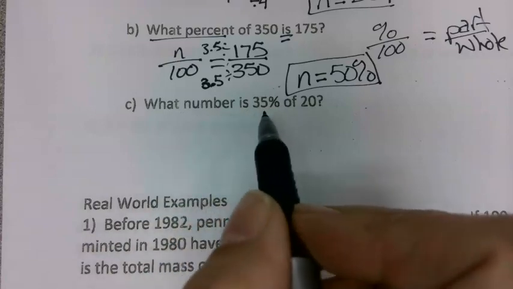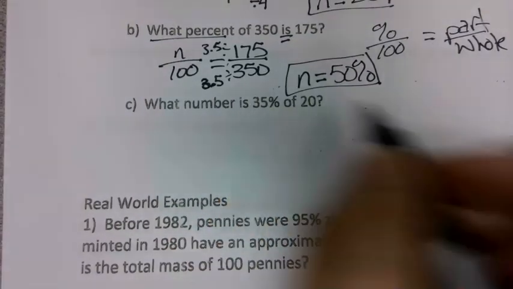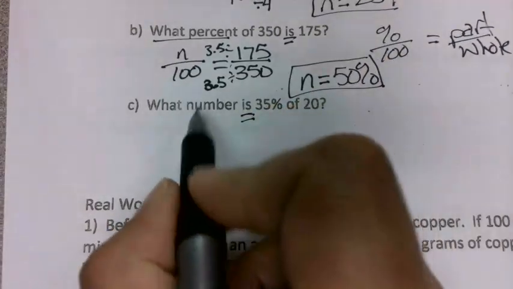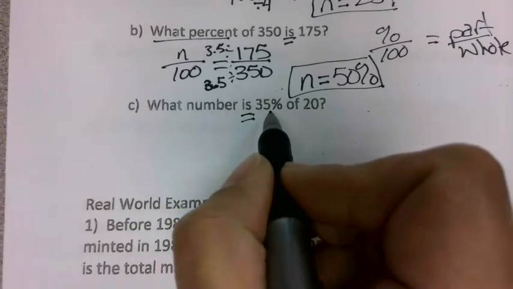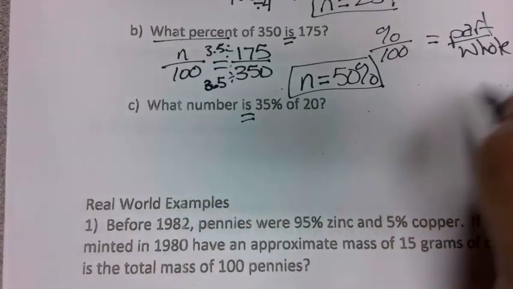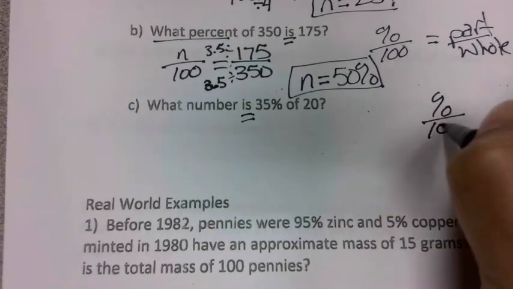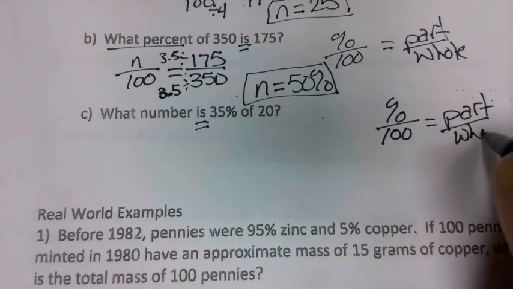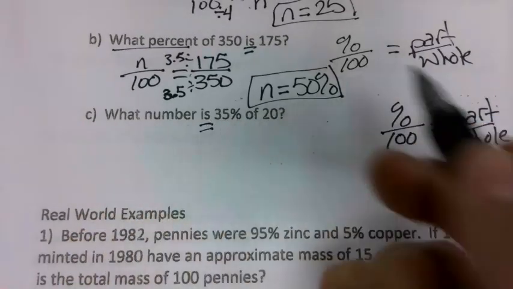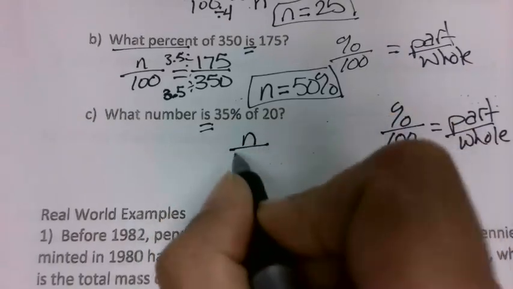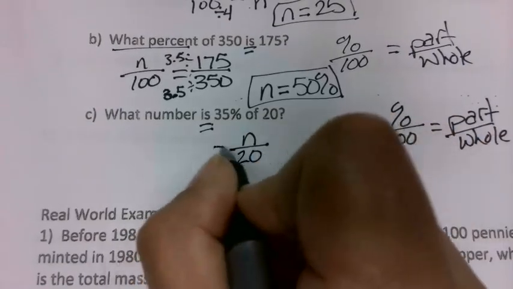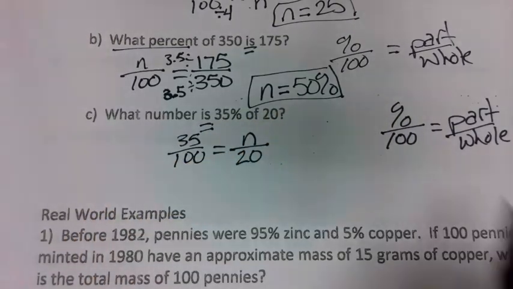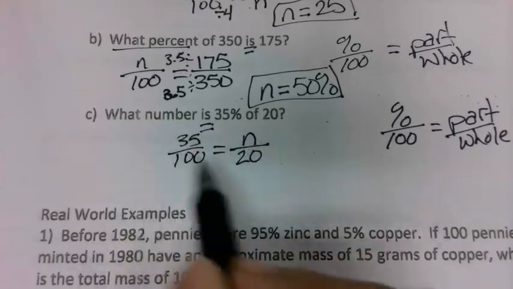All right, what number is 35% of 20? We don't know the number that's 35%, but we do know that the total is 20. So let's do percent over 100 equals part over the whole. What number is 35%? Well, I don't know the part, but I do know it is out of 20. What's my percent? 35 out of 100. I don't have enough information in my numerator, so I go to my denominator.